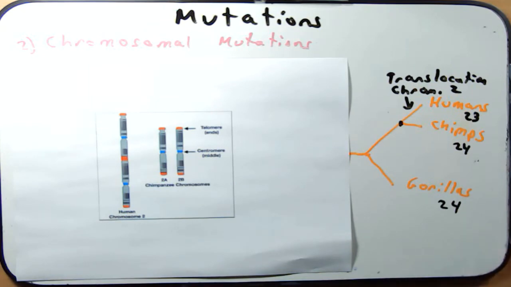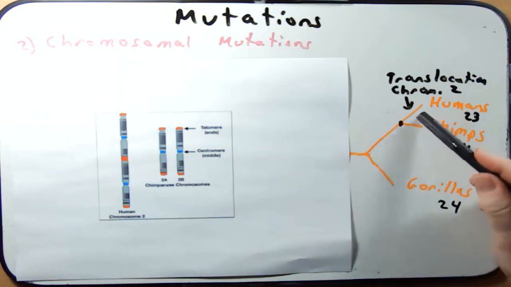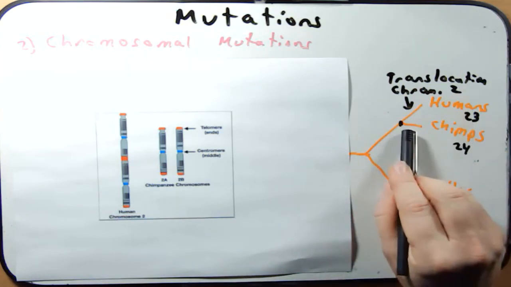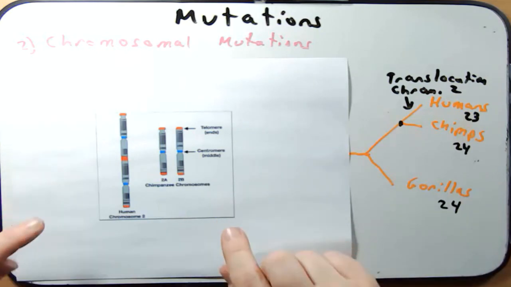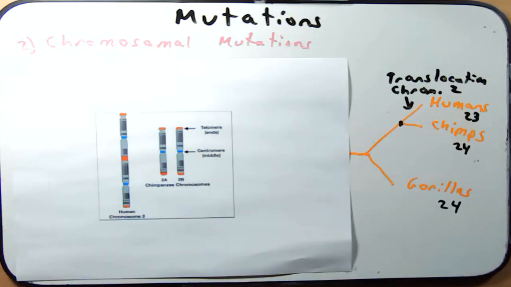So this was a large-scale chromosomal event that happened as humans evolved, but it did not happen along the path of evolution for chimps or for gorillas. This has impacts on how genes are expressed and which genes get expressed, which are linked to why humans are human and why chimps are chimps.